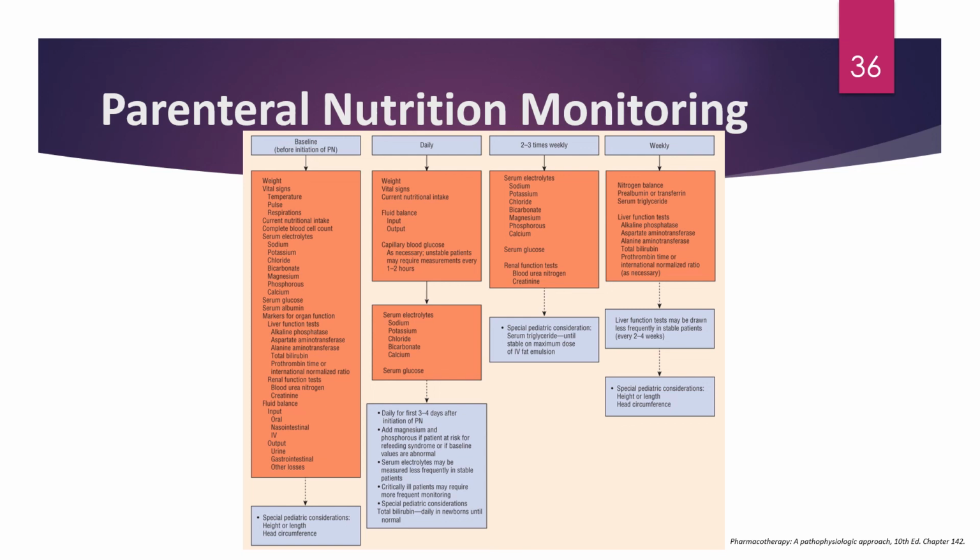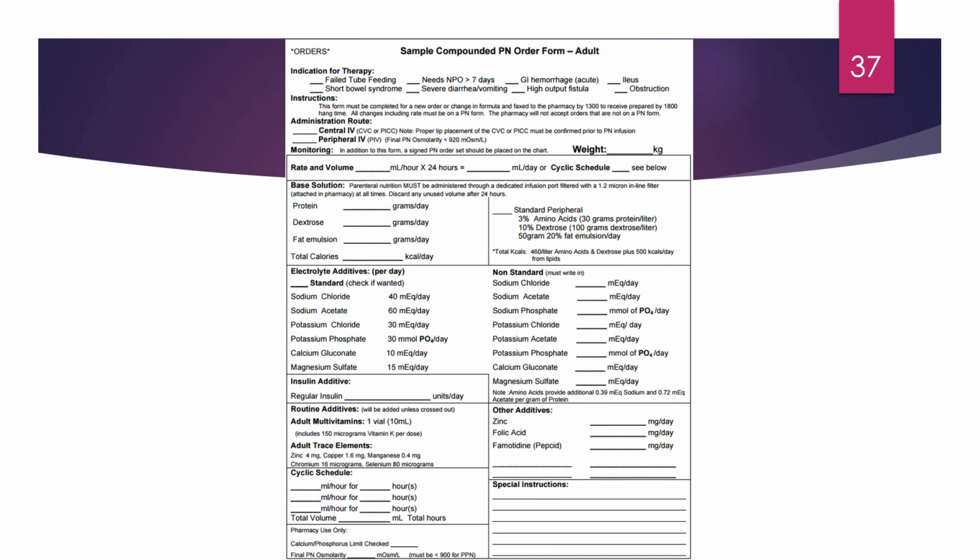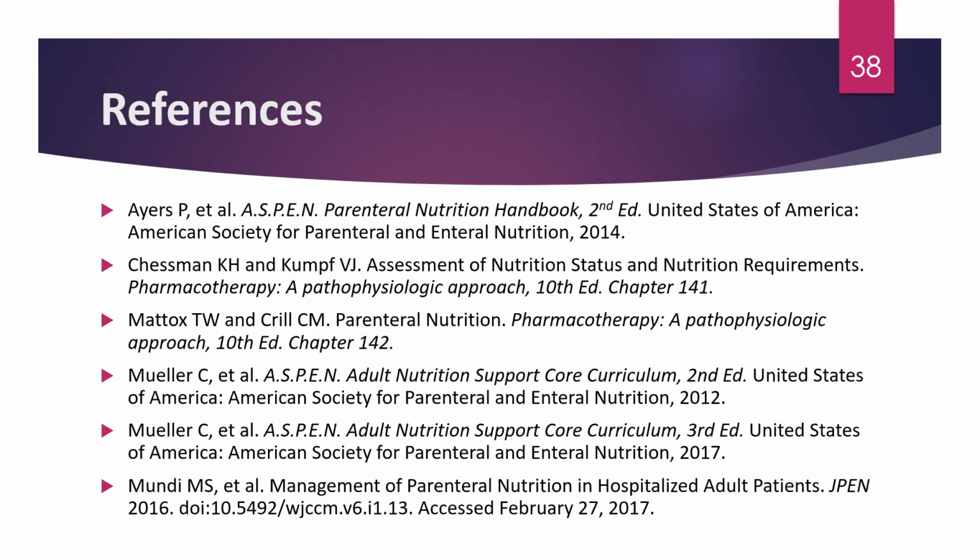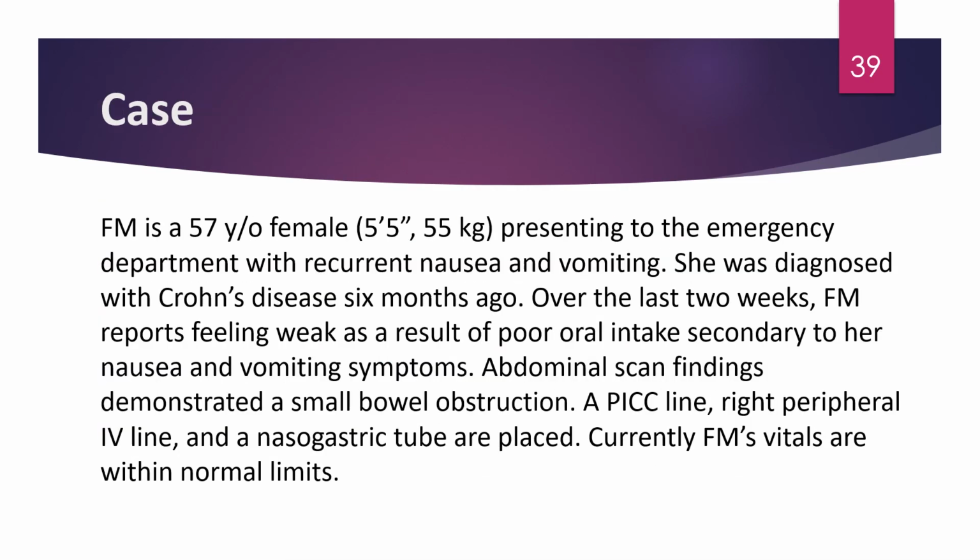A lot of times we'll get electrolytes daily while they're in the hospital. Whenever a patient is chronically on PN, for example, they might get their labs drawn every week until they're stable, and then it might go to once a month. This is a sample PN order form. We'll also have our own sample PN order form that we'll be using in this class, so stay tuned for that. And here are the references.